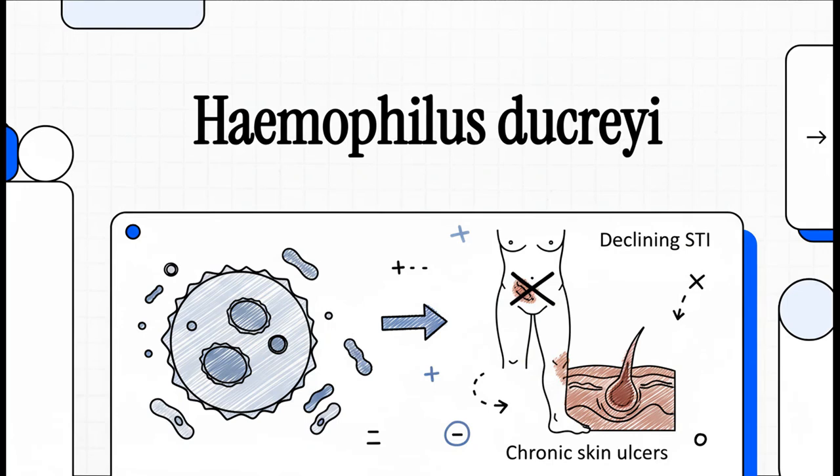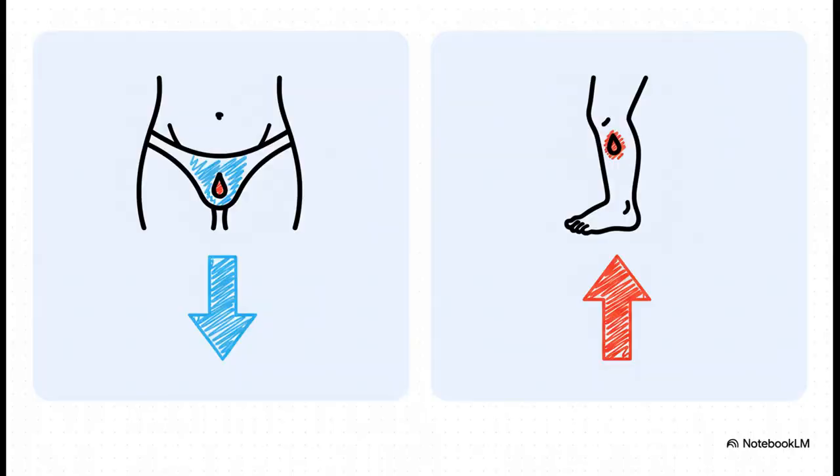Hello, everyone, and welcome. Today we are diving deep into an organism that is completely rewriting its own story. Haemophilus ducreyi. For literally decades, we knew it as one thing, a classic STI, but now it's popping up in a totally different context, and it's forcing all of us to rethink, well, pretty much everything we thought we knew about it. And right at the heart of this story is this fascinating paradox.